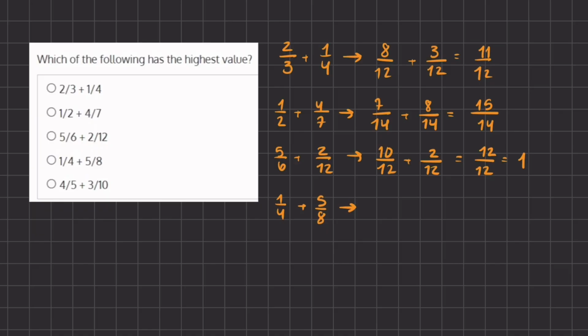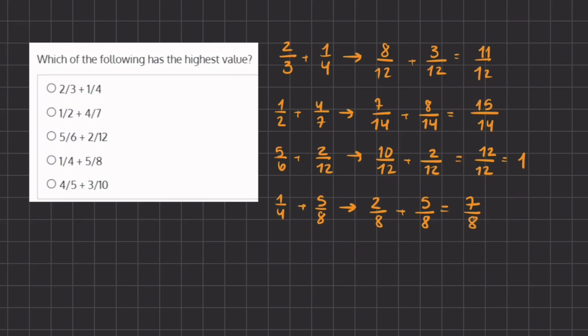And now our fourth expression, 1/4 plus 5/8. And in this case, our least common denominator is going to be 8. So we only need to change the numerator of our first fraction by multiplying by 2. So we have 2/8 plus 5/8 because our second fraction will not change. And now we have 5 plus 2, which is 7/8.